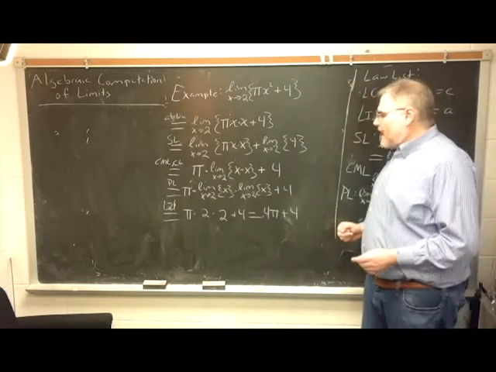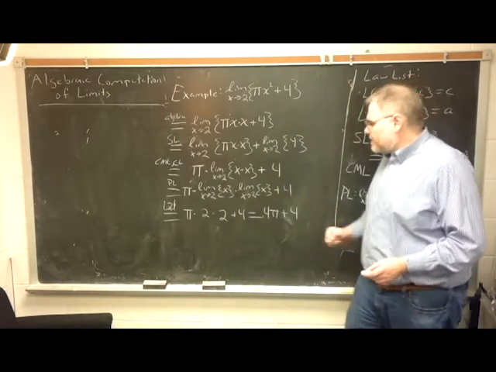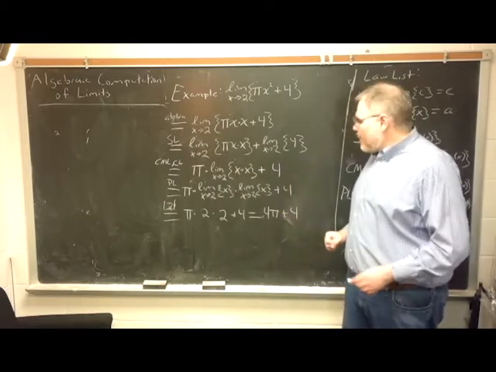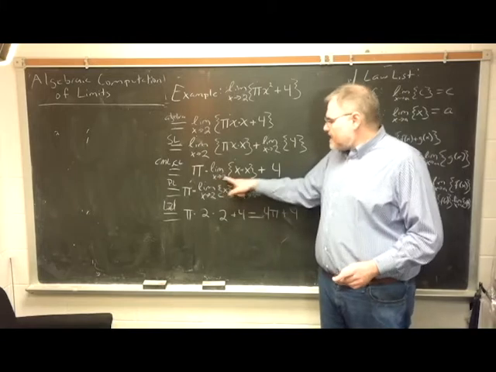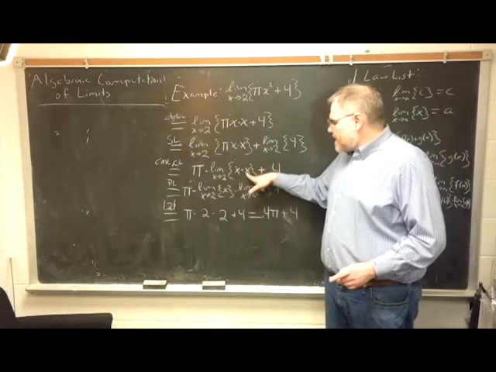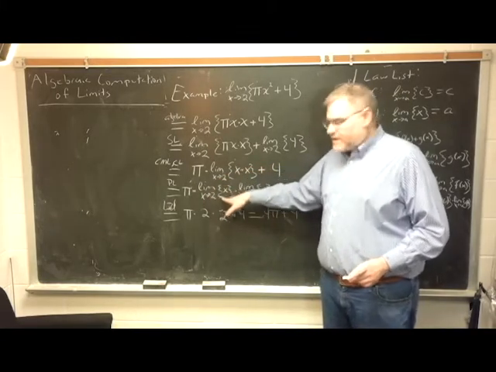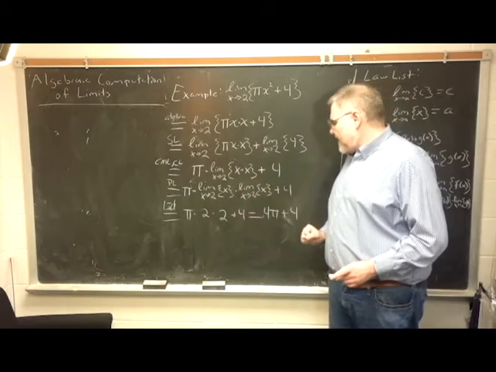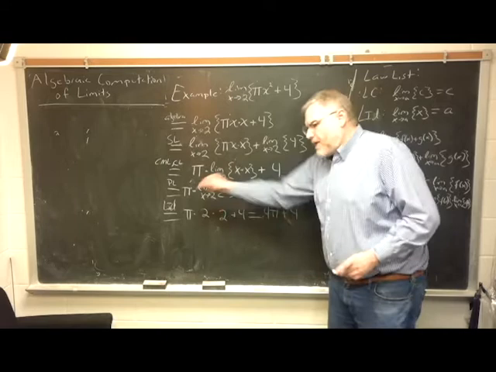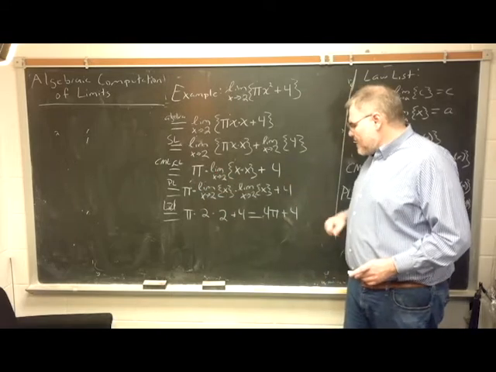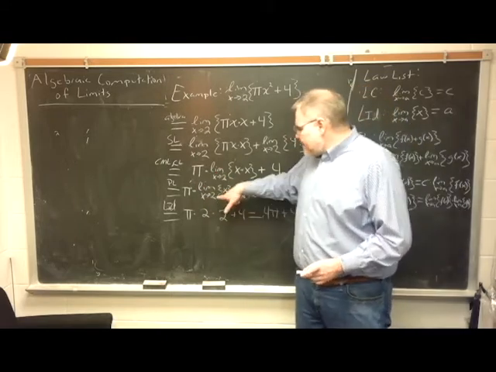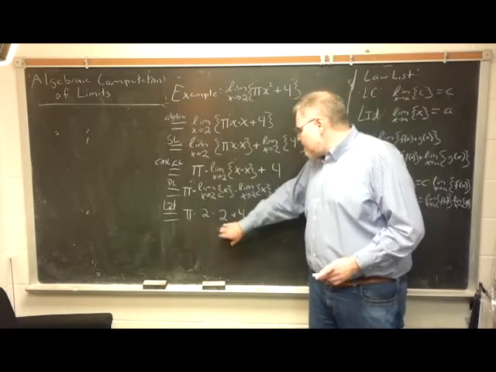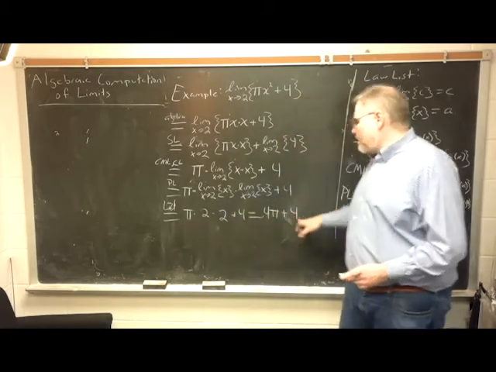Okay, well, now I have these two things right here. I'm going to use the product law. The product law lets me say that the limit as x goes to 2 of x times x is simply the limit as x goes to 2 of x times the limit as x goes to 2 of x. And then I've got my baggage, the pi and the 4. So I apply the limit of the identity, since both of those are the identity function, and I wind up with pi times 2 times 2 plus 4, which equals 4 pi plus 4.